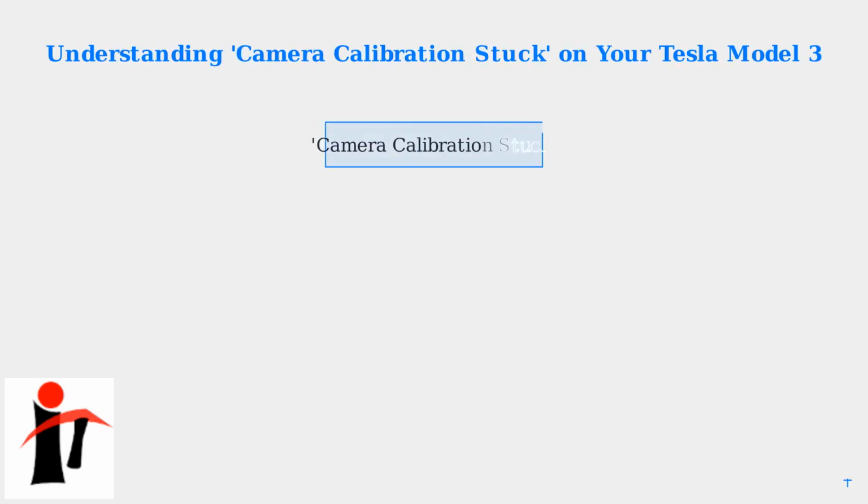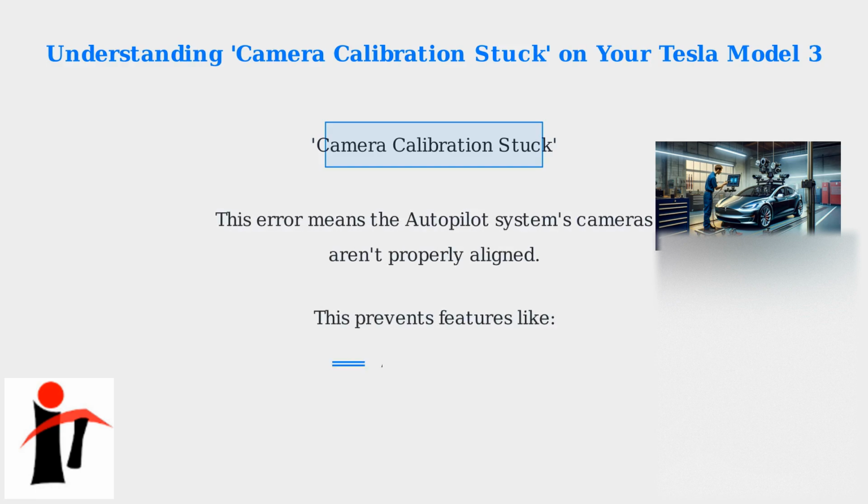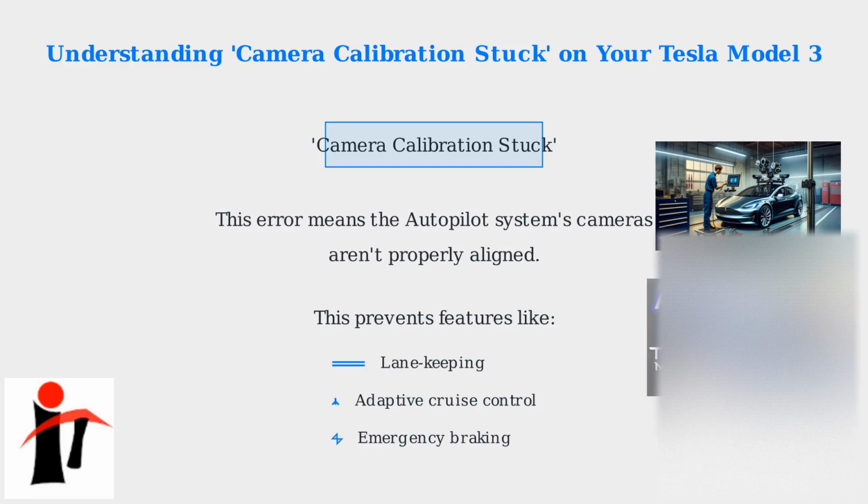Experiencing a camera calibration stuck error in your Tesla Model 3 means the Autopilot system's cameras aren't properly aligned. This prevents features like lane keeping, adaptive cruise control, and emergency braking from functioning. This error commonly appears after minor accidents, suspension work, or even software glitches. We'll guide you through diagnosing and resolving this issue, starting with understanding the causes.